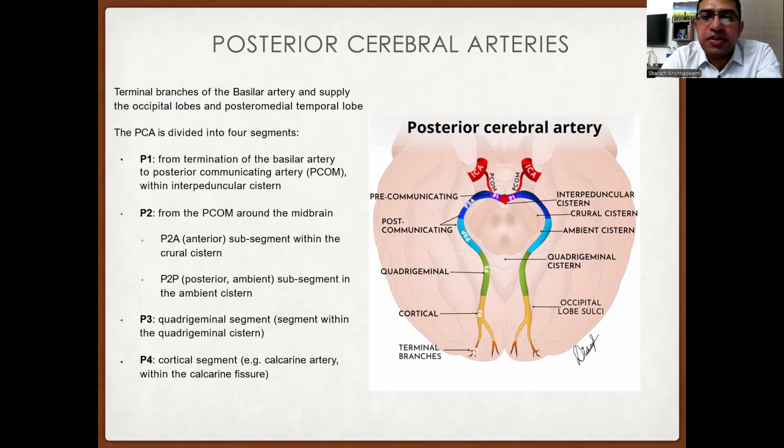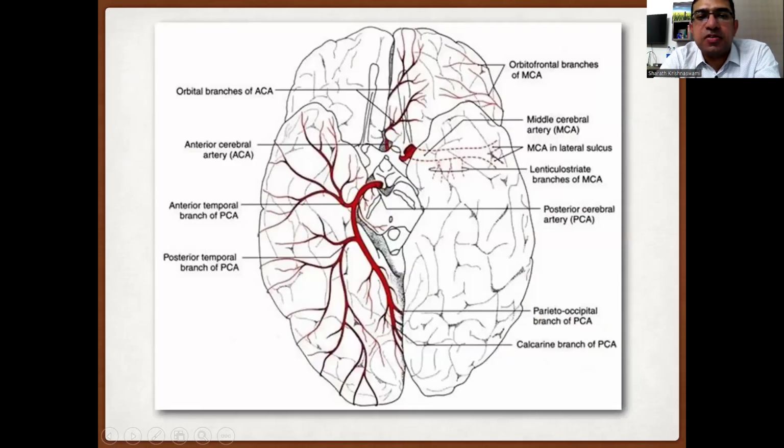The part that is around the midbrain can be divided into the pre-communicating and the post-communicating segments. The pre-communicating segment is also known as the crural part, and the post-communicating can be described as the ambient part. That is when it is next to the crural cistern and the ambient cistern. The P3 segment is when it is placed inside the quadrigeminal cistern. P4 can be described as the cortical segments. So this is another diagram describing the length and the extent of the posterior cerebral artery, as well as its various branches.